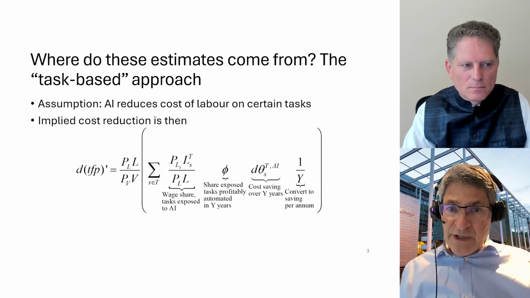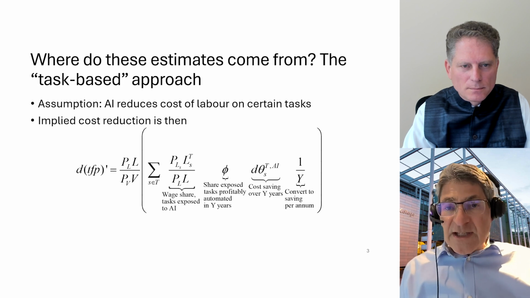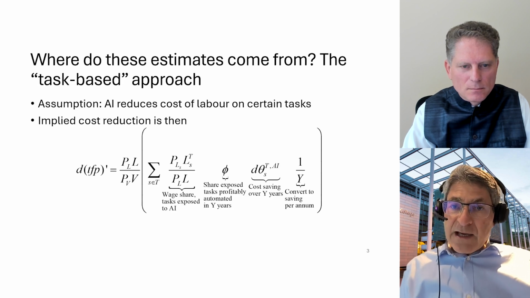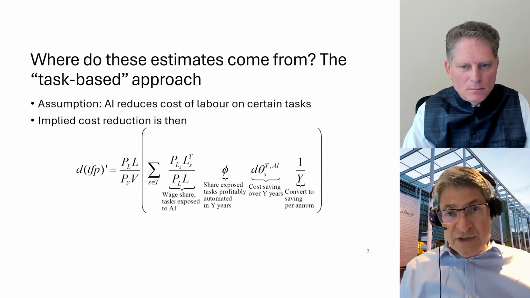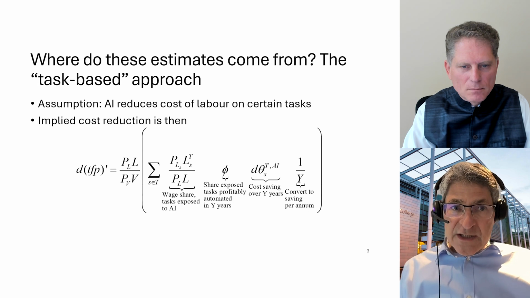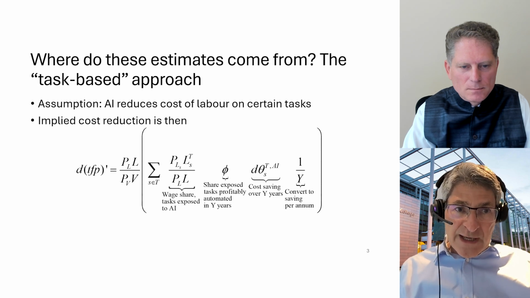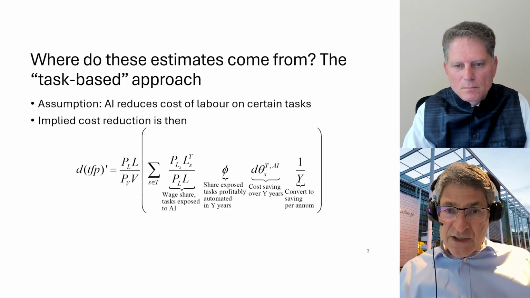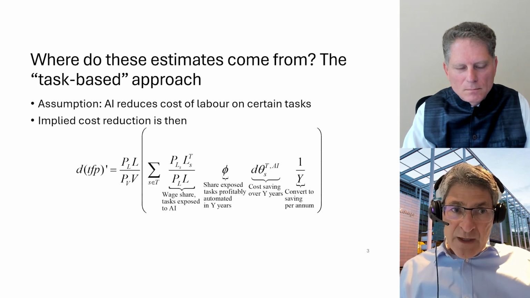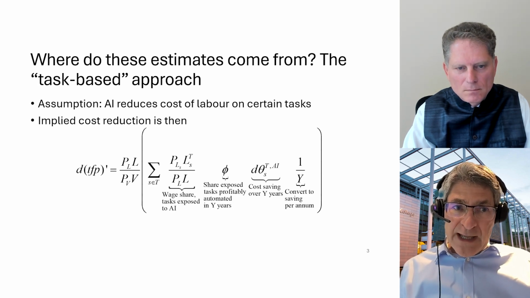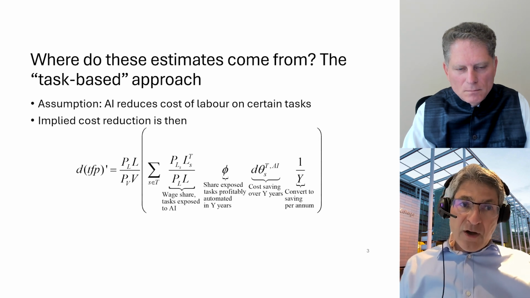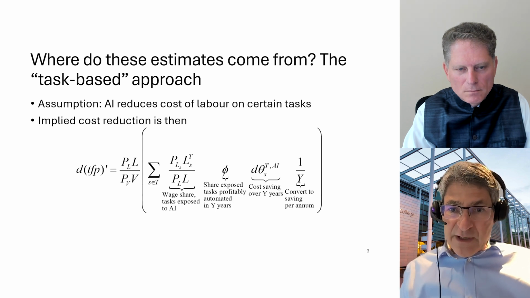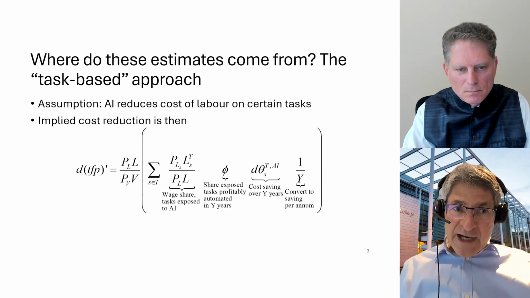So what is the task-based approach? This is a very inventive and sophisticated approach, and it goes like this. As it says on the slide, the assumption is that AI reduces the cost of labour on certain tasks, and so the implied cost reduction, or the gain in TFP, consists of all those terms on the slide. So apologies for the algebra, but let me talk you through what each term is, and I hope it's fairly intuitive. The overall big bracket is multiplied by the labour share, the idea being that if there's a cost reduction of labour only, to translate that into a TFP reduction, you have to multiply by the labour share. But the action is in the big bracket.